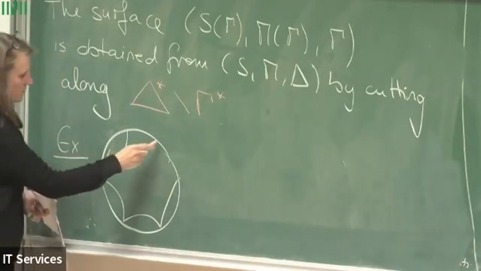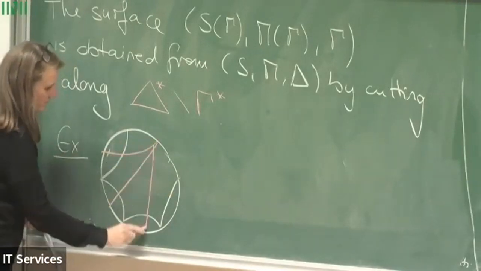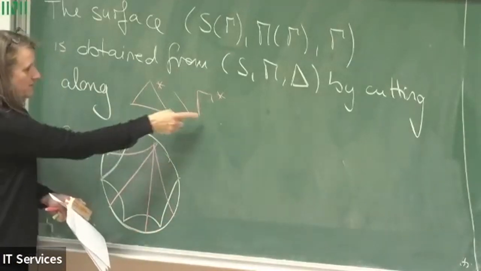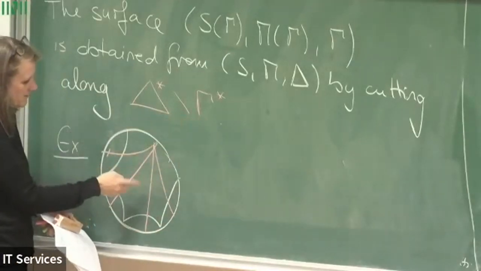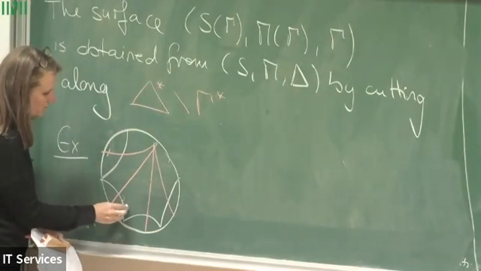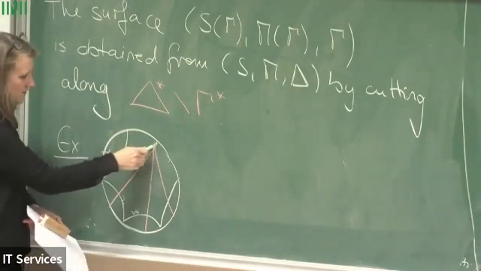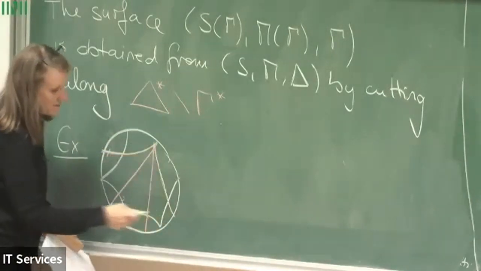Okay, and then we have the dual graph. And now we want to cut along this set here, which was not the cutting set. Remember, our cutting set was 2 and 3. So we take the ones in the dual. So now we cut along this edge and along this edge.